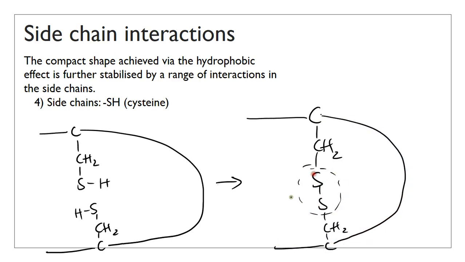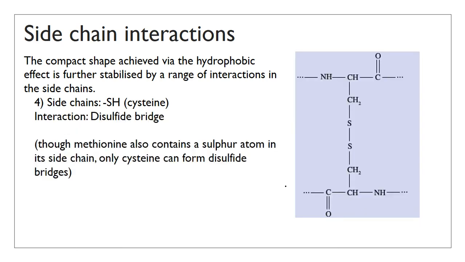So this part here is covalent, and this is called the disulfide bridge, which is the strongest side chain interaction out of all the ones that we have just discussed, because it's actually a covalent bond. It's not just an attraction between something positive and something negative. So disulfide bridge, and it's important to remember that cysteine is the only amino acid that can form disulfide bridges. Methionine also contains sulfur, but it cannot do this. So you can only have a disulfide bridge between two cysteine molecules.